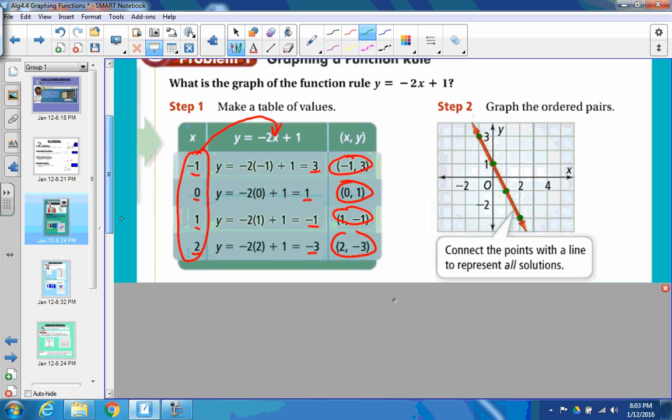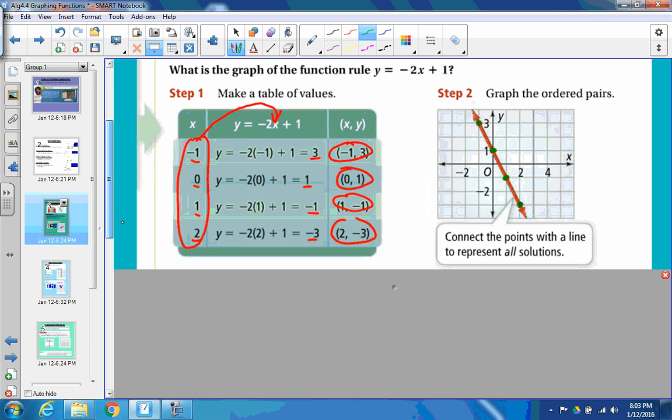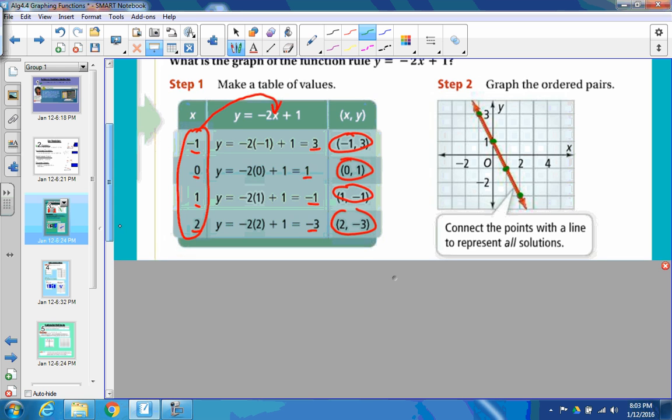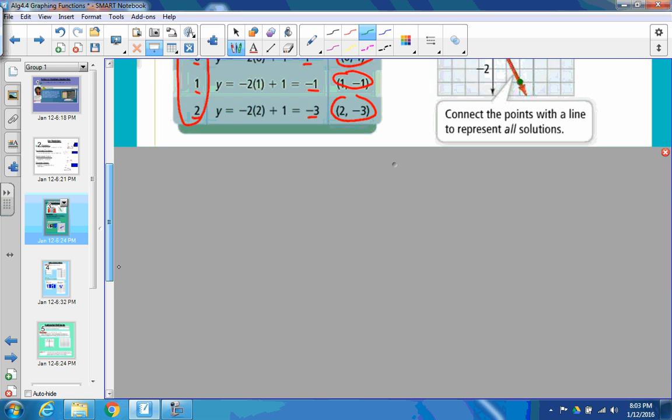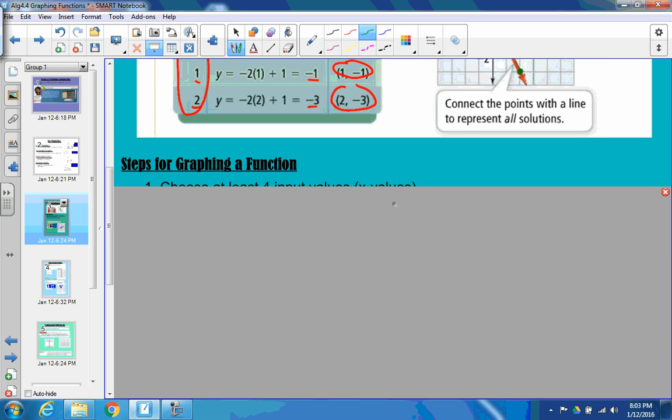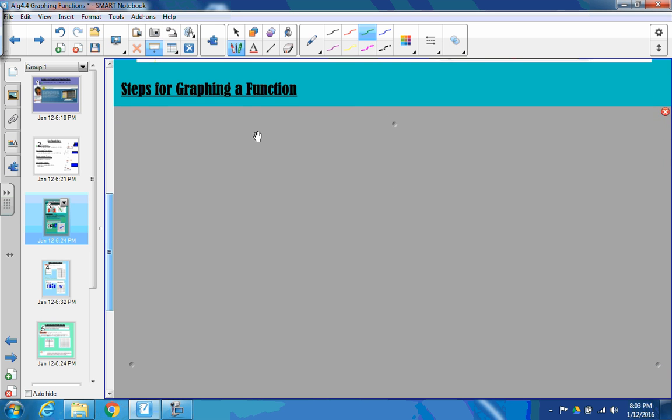Connecting the dots and showing arrows shows that those would be all the possible points that are on there. Now, I'd like you on your own to think of what steps you would take. How would you explain these steps to someone else if you were teaching them how to find the graph of a function? All right, here's what I came up with: 4 steps.